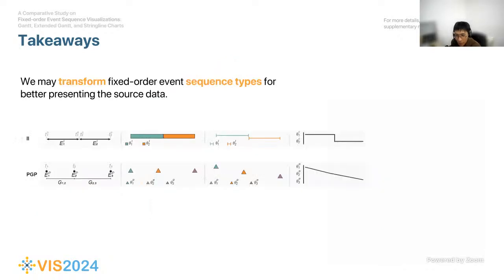And we can also transform fixed order event sequences to better present the source data. For example, the data structure of II and PGP sequences may be the same, with the difference lying in how we interpret each timestamp and interval, typically based on domain knowledge. If domain requirements allow semantic transformation between events and gaps, this can provide a broader perspective for exploring the data. Since these 2 sequence types have distinct visualization forms, this transformation could offer better options for presenting the data, given the experimental results.